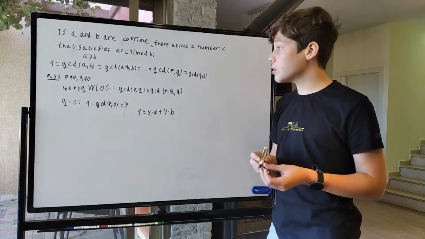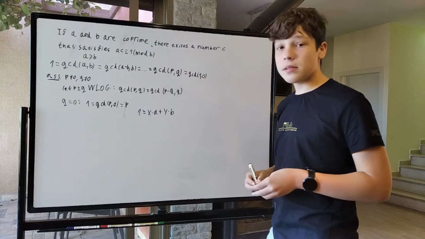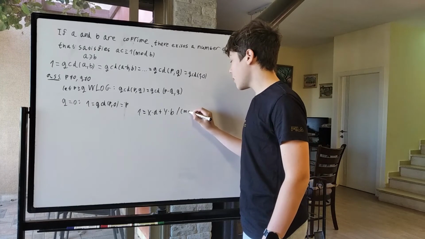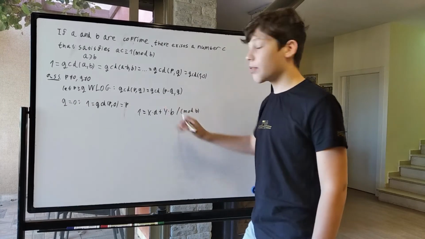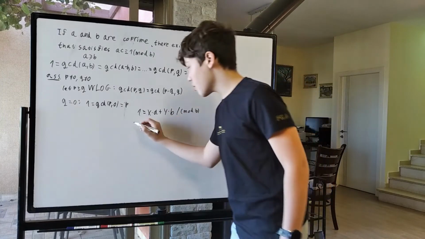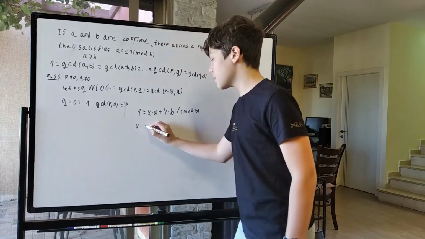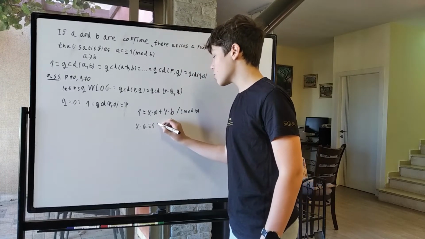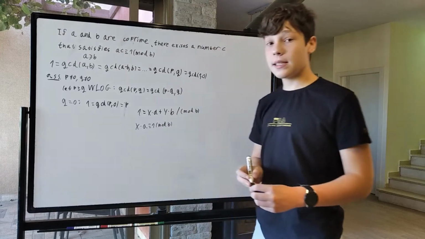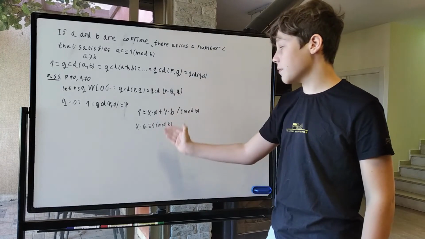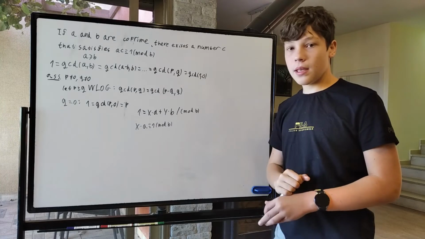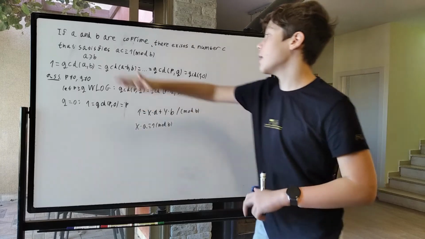Now, all we will do is mod B. And then, when we do mod B, this entire thing will be 0, and then we'll get that there exists some integer x such that when you multiply it by A, it is congruent to 1 mod B. AKA, x is the inverse of A mod B. And that's how we prove this theorem.